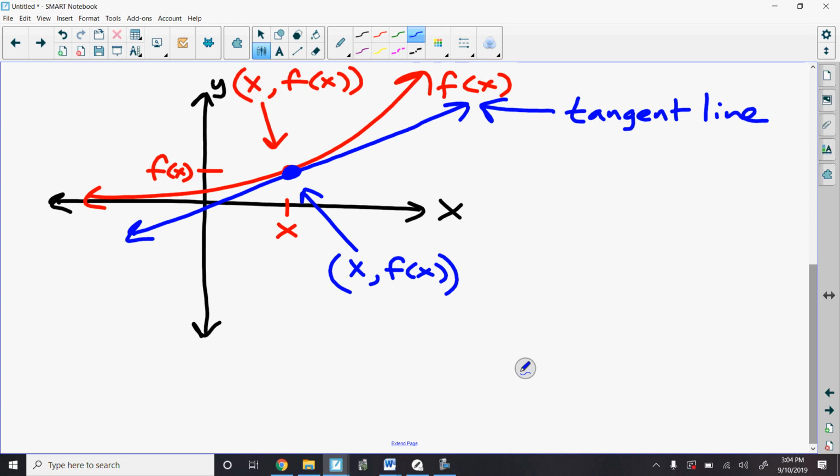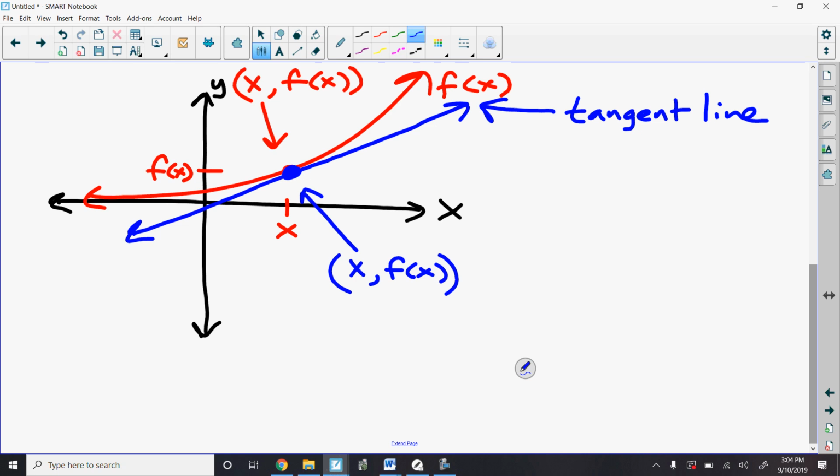How am I supposed to do change of y over change of x when I don't have another x and y on this line? Okay. Well, the answer to that question goes back to our good pal, limits. So here's what I'm going to do. I'm going to go back to what I know. I know how to find slope when I have 2 points.